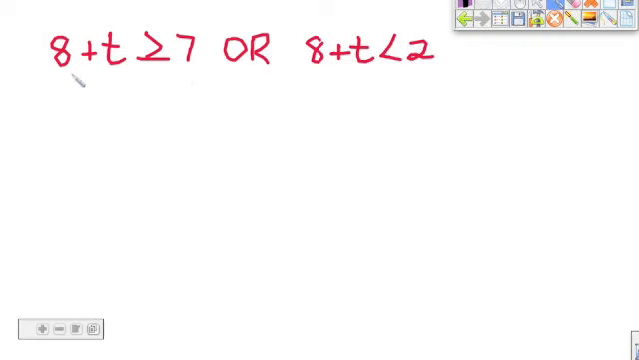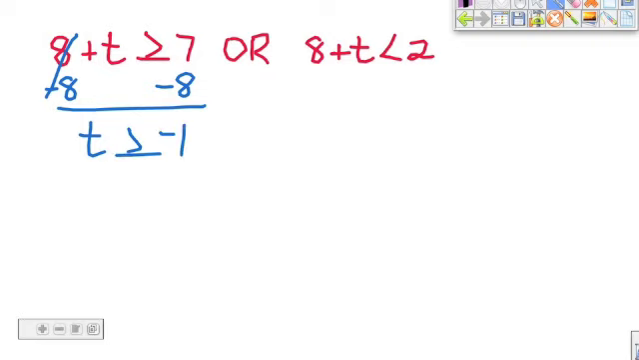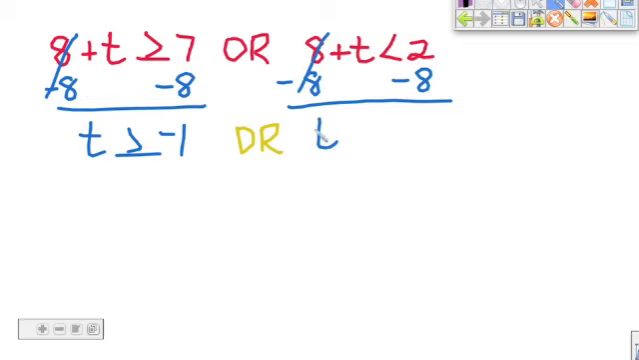So, I want to get the variable by itself, and right now it's attached to a positive 8, so I'm going to subtract 8, or take the negative of 8, the inverse. Allowing this to cancel, my t falls down, my inequality falls down, 7 take away 8 is going to give me -1. Or, so my answer could be -1, or, let's see, I'm going to subtract 8 from this side, subtract 8 from this side. These cancel, t falls down, my less than symbol falls down. 2 take away 8 is going to give me -6.